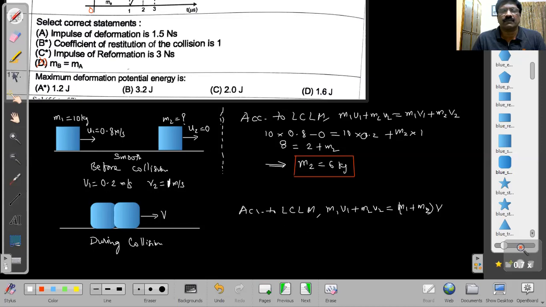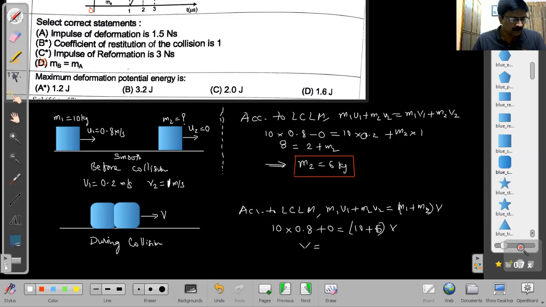Therefore you substitute the data. m1 is 10 kg into u1 is equal to 0.8 plus m2 into u2 0. That's why this becomes 0 is equal to m1 plus m2, m1 means 10 plus m2 means we got 6 kg, into v. So common velocity is equal to 8 by 16, which means 1 by 2. So v is equal to 0.5 meter per second you will get.